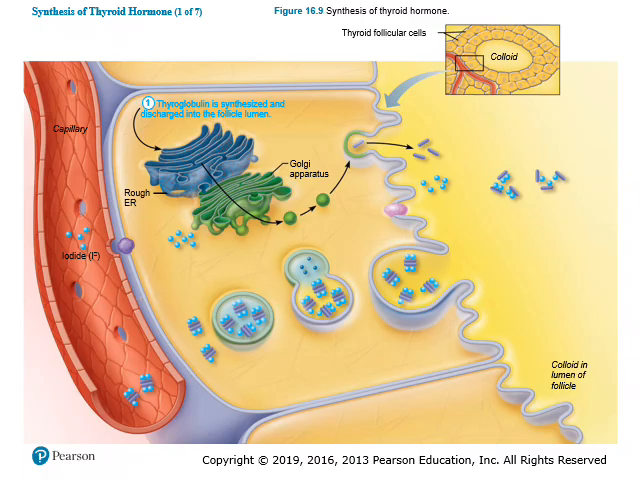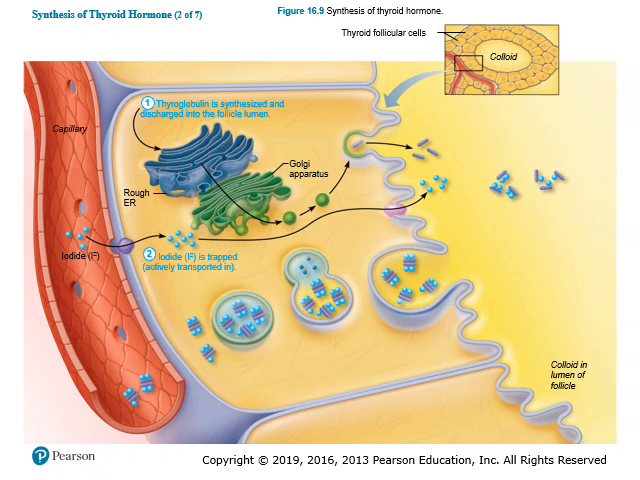There are 7 steps that are involved in the synthesis of the thyroid hormone. The first one, right here, you have number 1, is when the thyroglobulin is synthesized and discharged into the follicle lumen. So here it is synthesized, and now it's actually being released into the lumen of the follicle. This is the lumen of the follicle.